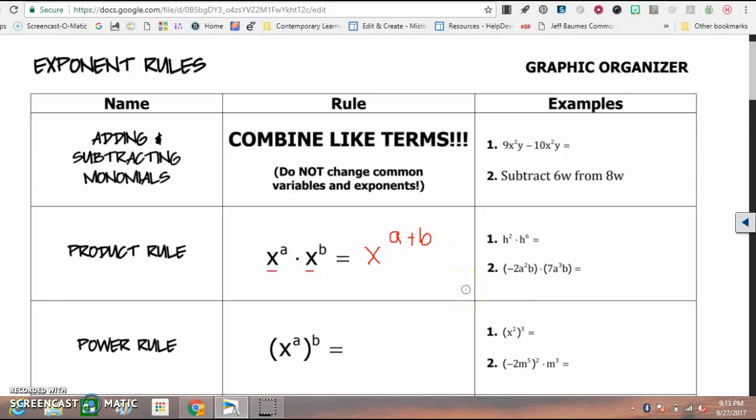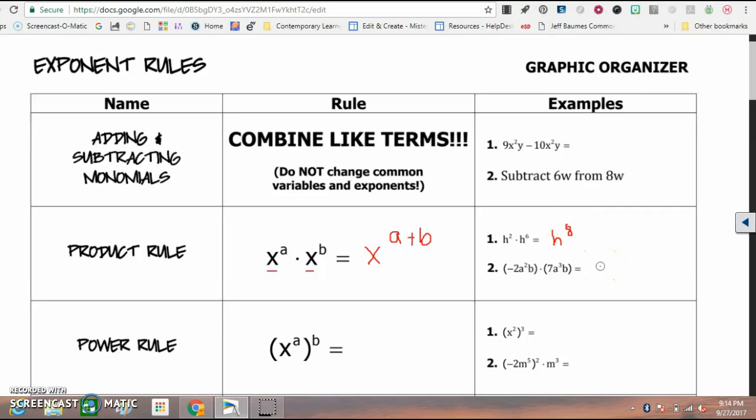Don't forget, if you get on a test and you can't remember, you can just write them all out. For example, in number 1, I have h to the second times h to the sixth. Well, that means I have h times h here, and I have h times itself 6 times. How many h's would that be altogether? That's going to be h to the 8th.